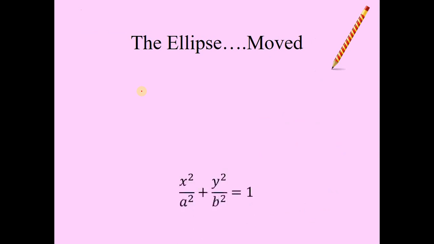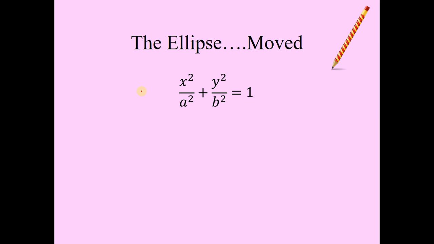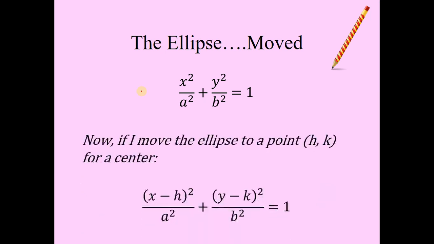Now, what happens if we move an ellipse? Remember, it was x squared over a squared plus y squared over b squared equals 1. Now, if I move the center of my ellipse to a point (h, k), it looks kind of like what a circle did when we moved it: x minus h squared plus y minus k squared equals the radius squared. In this case, it's just a little different because of our a squared and our b squared, but it is very similar to when our circle moves.